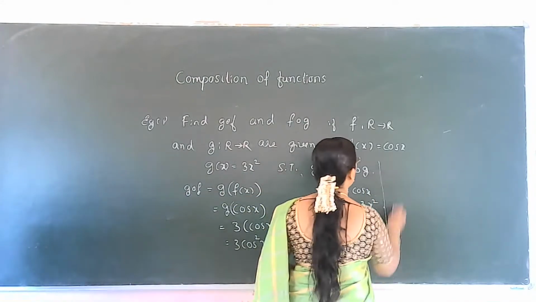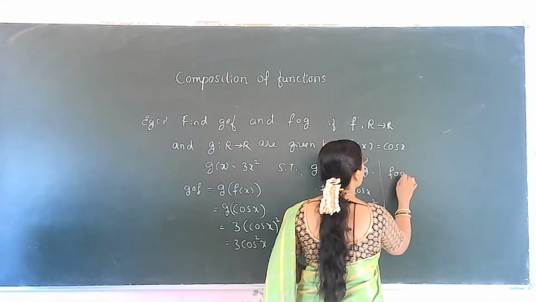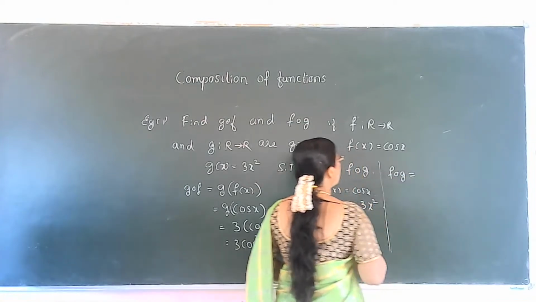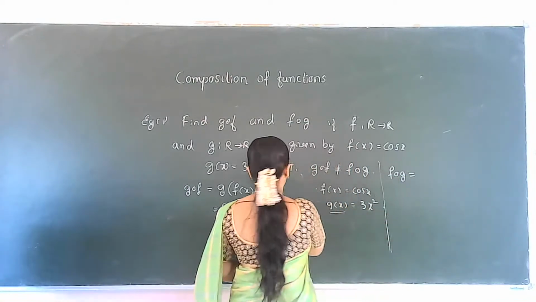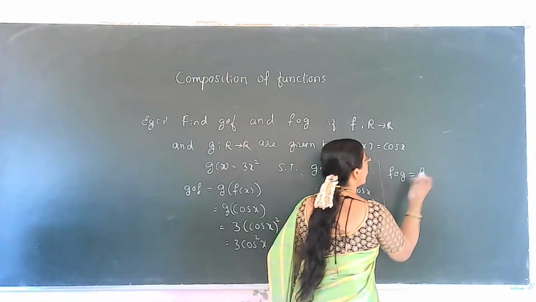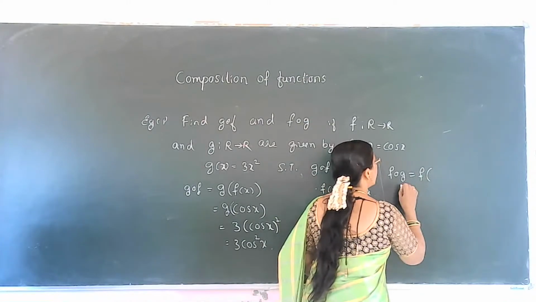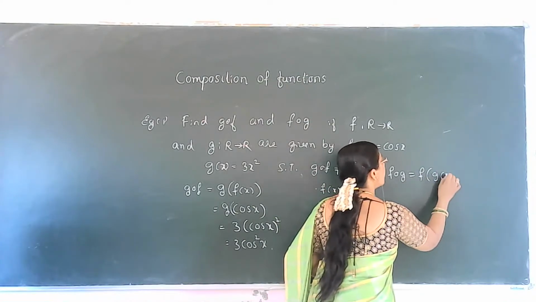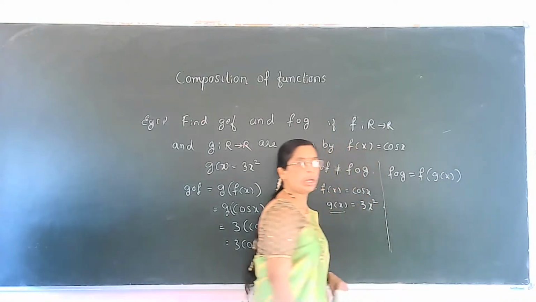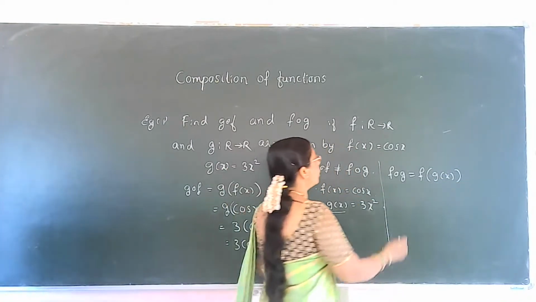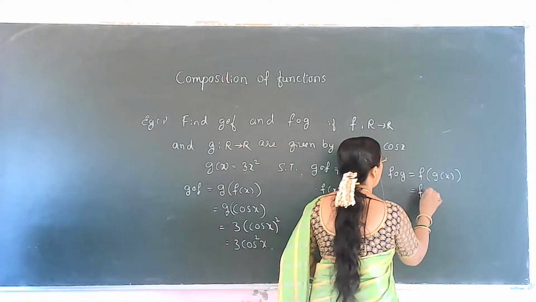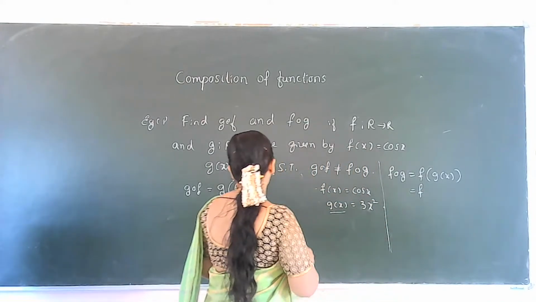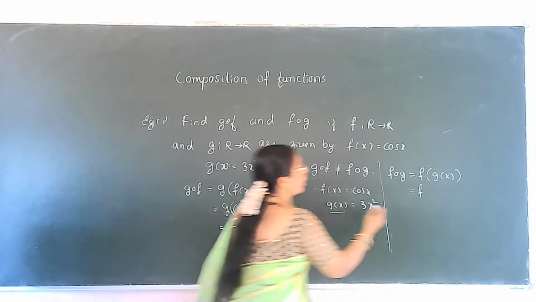Then we find f naught g, or f composition g, which we write as f of g of x. Then f of g of x is equal to f of 3x square.